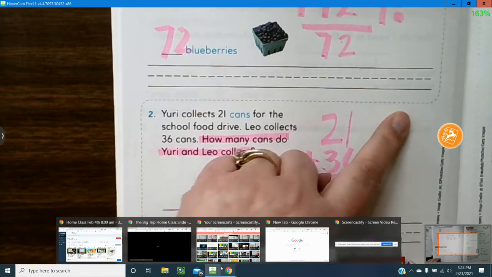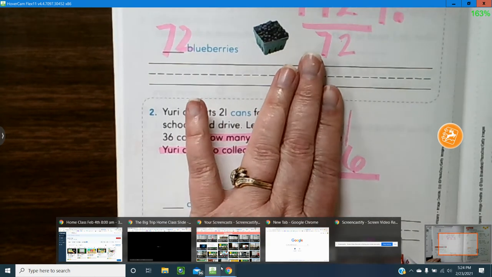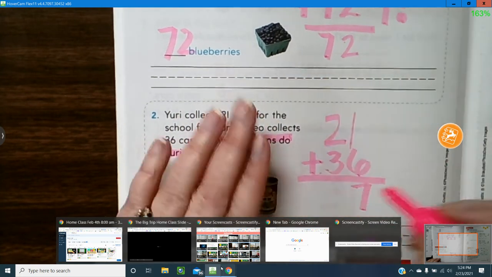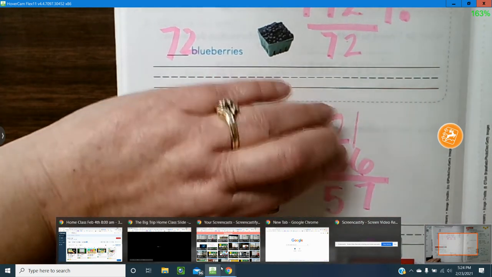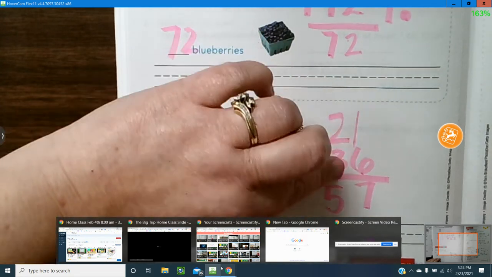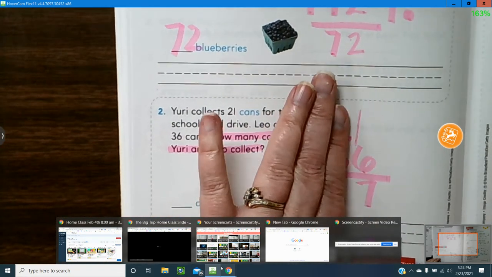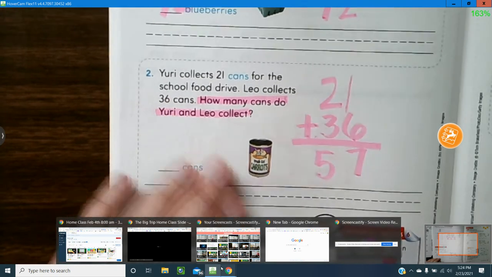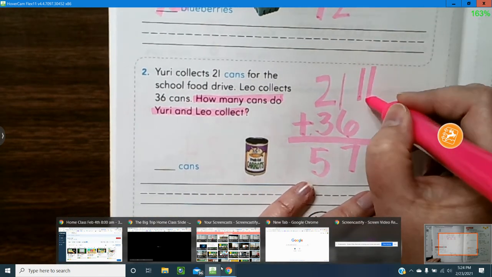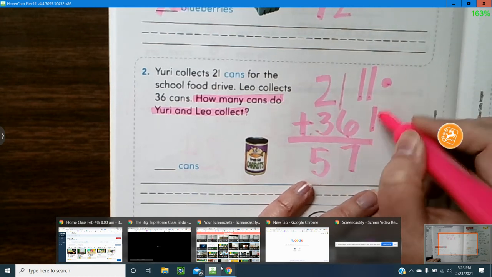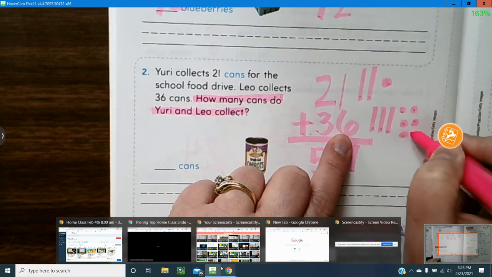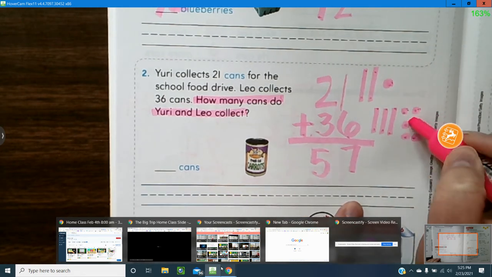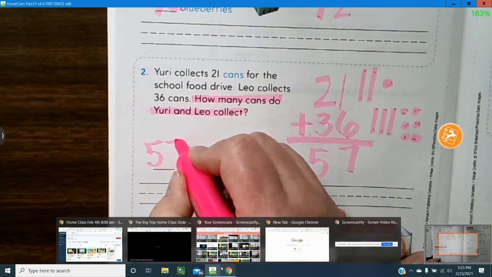Again, boys and girls, you can either draw your model or you can do your ones. 6 and 1 is 7. And your tens. 2 plus 3 is 5. If you just put them right on top of each other like that, the ones together and the tens together, then you can add them up. 1 plus 6 and 2 plus 3. If you have to draw your model or you want to, you could go 2 tens and 1, 3 tens and 6 ones. And then you could count it up all together. 1, 2, 3, 4, 5 tens. 1, 2, 3, 4, 5, 6, 7 ones. And the answer would be 57.